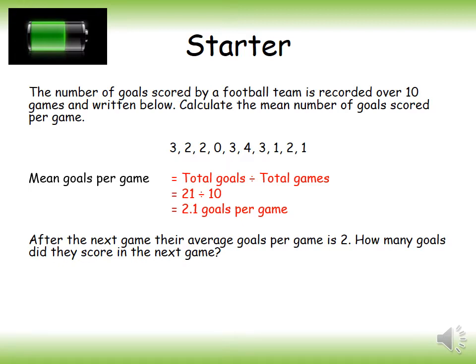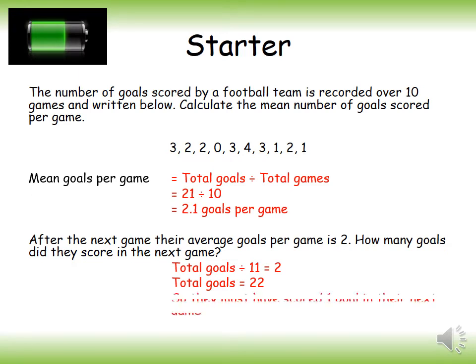So after the next game, their average goal per game is 2. How many goals did they score? So if it's one more game, then it's going to be 11 games, and the total number of goals is 22 because the average has gone to 2. 11 times 2 is 22. Okay, so they must have scored another goal to take the total from 21 to 22. Okay, so I hope you were able to get those.